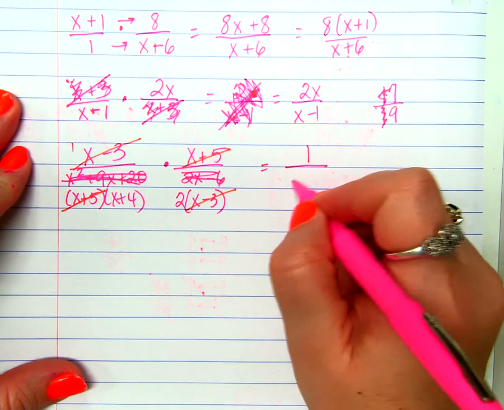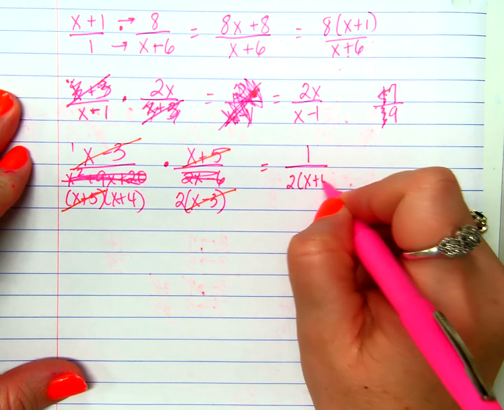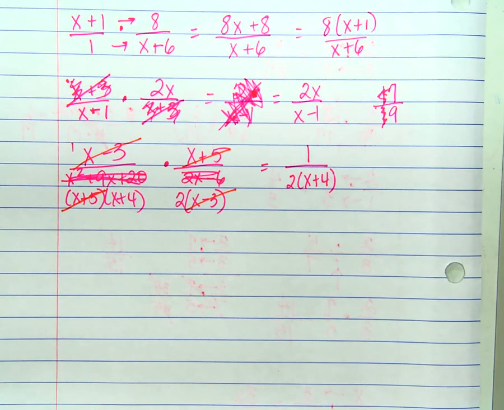1 over 2 times x plus 4. That's another one where it probably wouldn't matter if you went ahead and wrote 1 over 2x plus 8, because that's really not a whole huge extra step, is it? Okay? Any questions about that so far? Okay, are you ready for me to trick you?